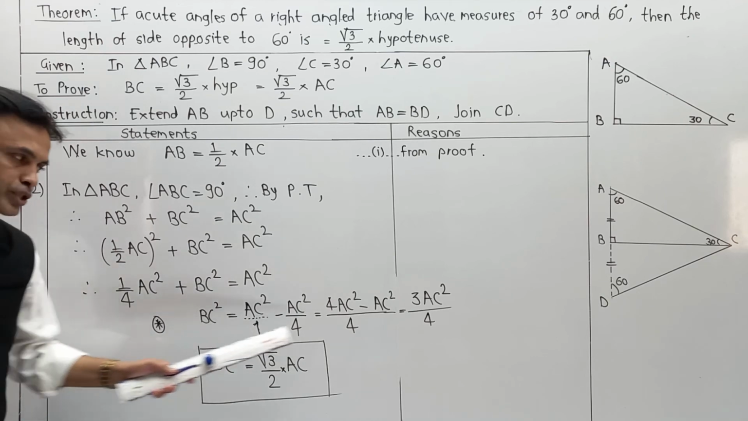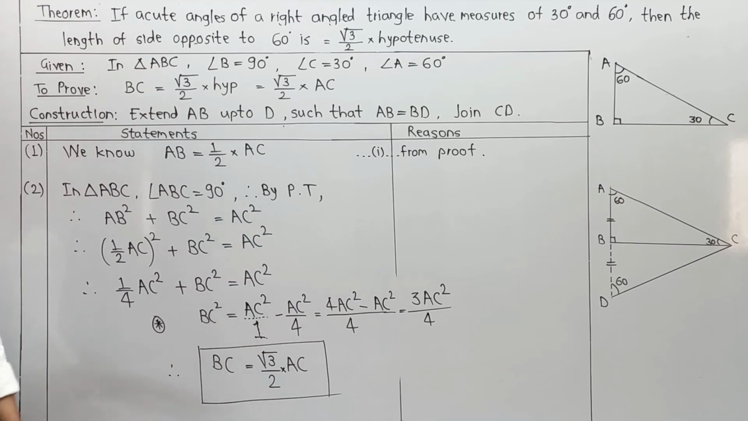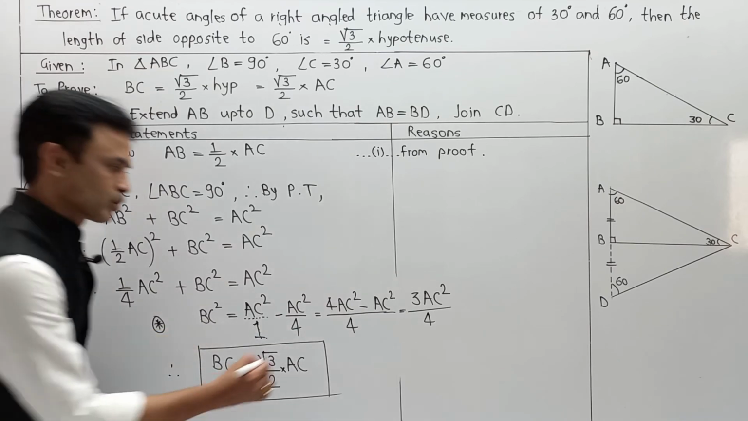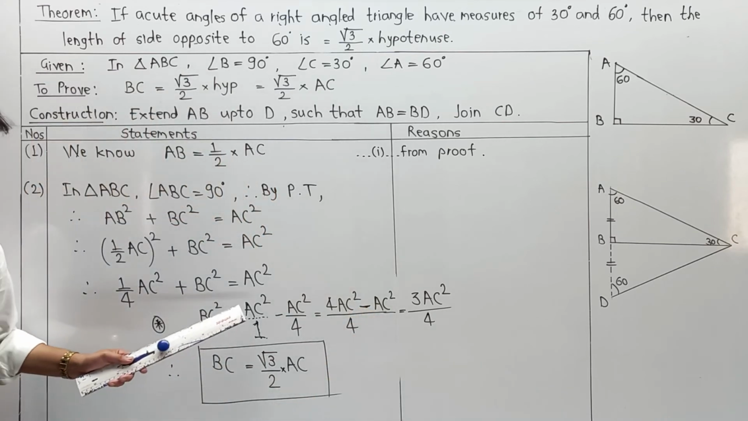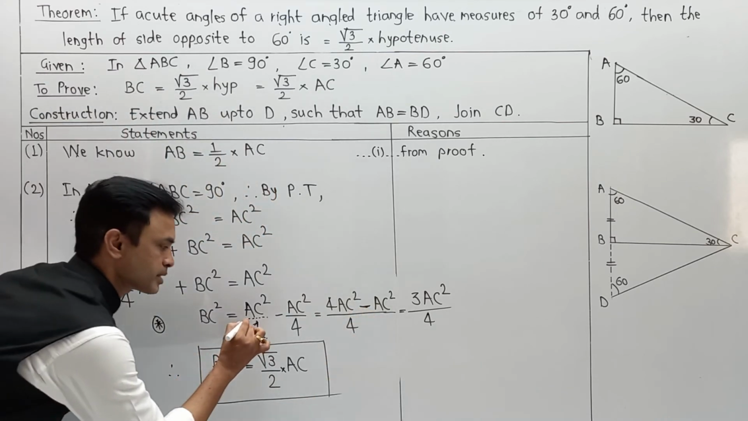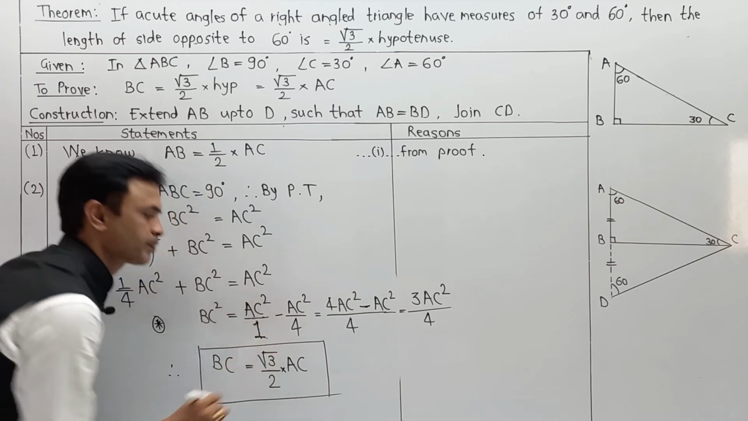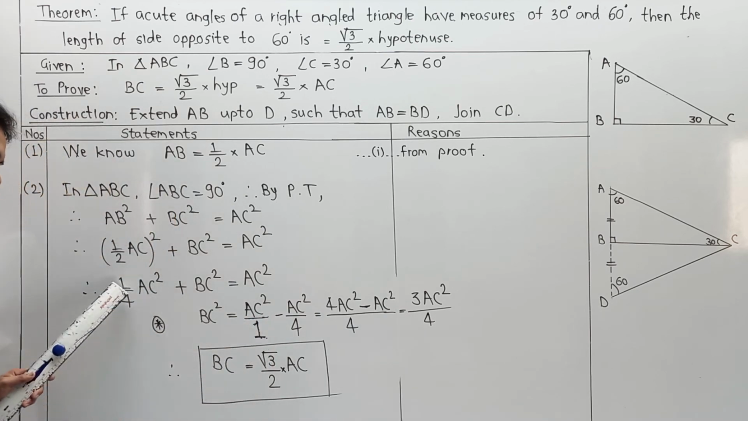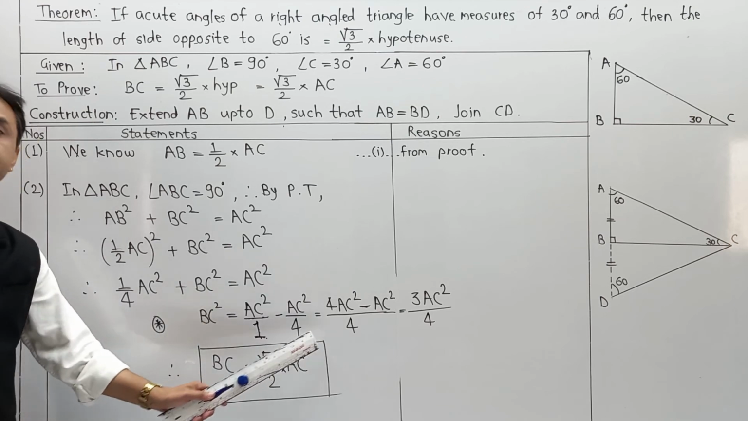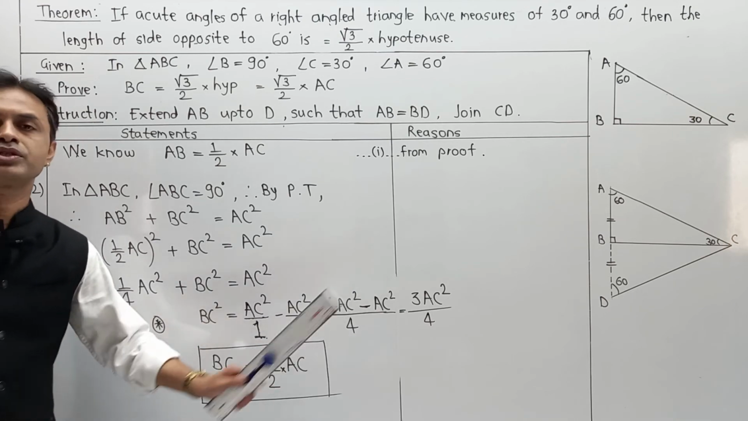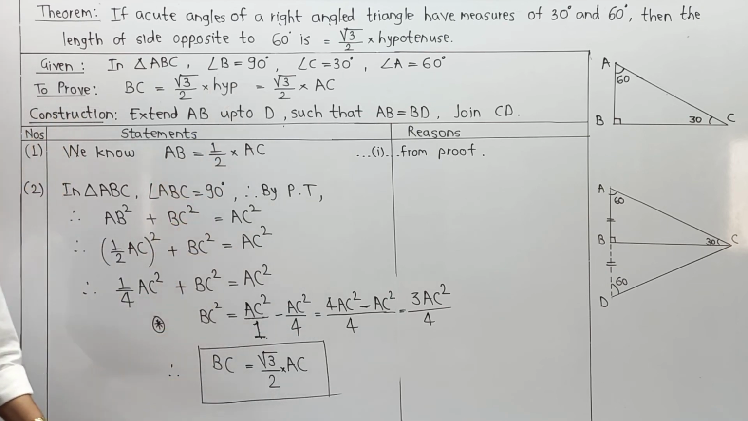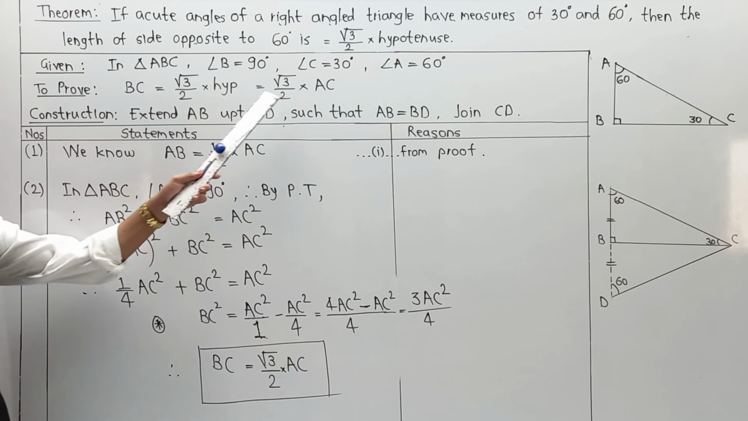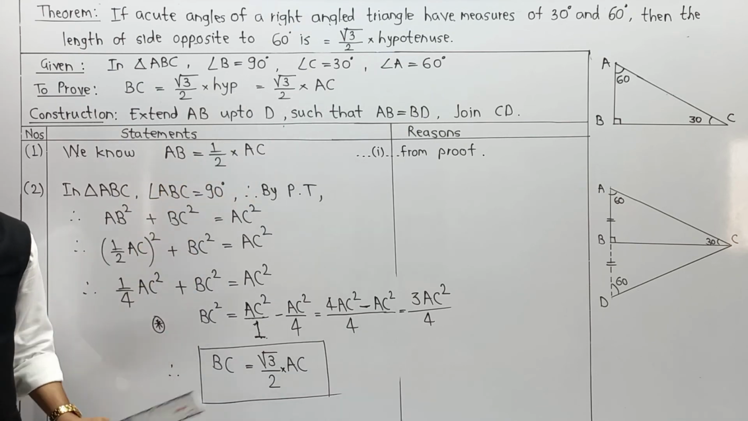Remember, this is the most important step. It is not given in detail in the book, so try to understand it from here so your concept gets clear. The main part is AC square by 1. This is the modification that we are going to do: minus this AC square by 4. Shifting it to that side, it becomes minus. After that, we have to do the simplification. In the book, this step is written directly, so please carefully observe the proof. BC is root 3 by 2 times of AC. That part we complete over here.